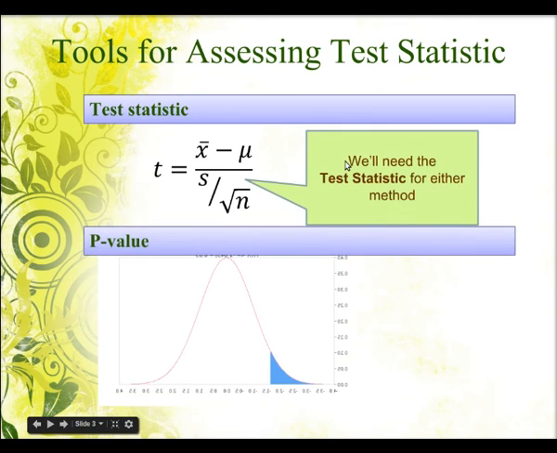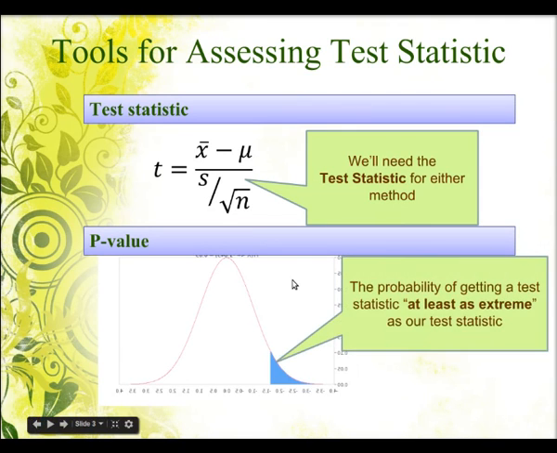So again, we'll need this test statistic no matter if we're talking about the p-value method or the critical value method. And again, our p-value is the area or the probability of getting a test statistic at least as extreme as our test statistic, but possibly more extreme. In other words, it's the area in the tail to the right of a positive test statistic or the area to the left of a negative test statistic, or twice that of either one of those if this is a two-tail test.